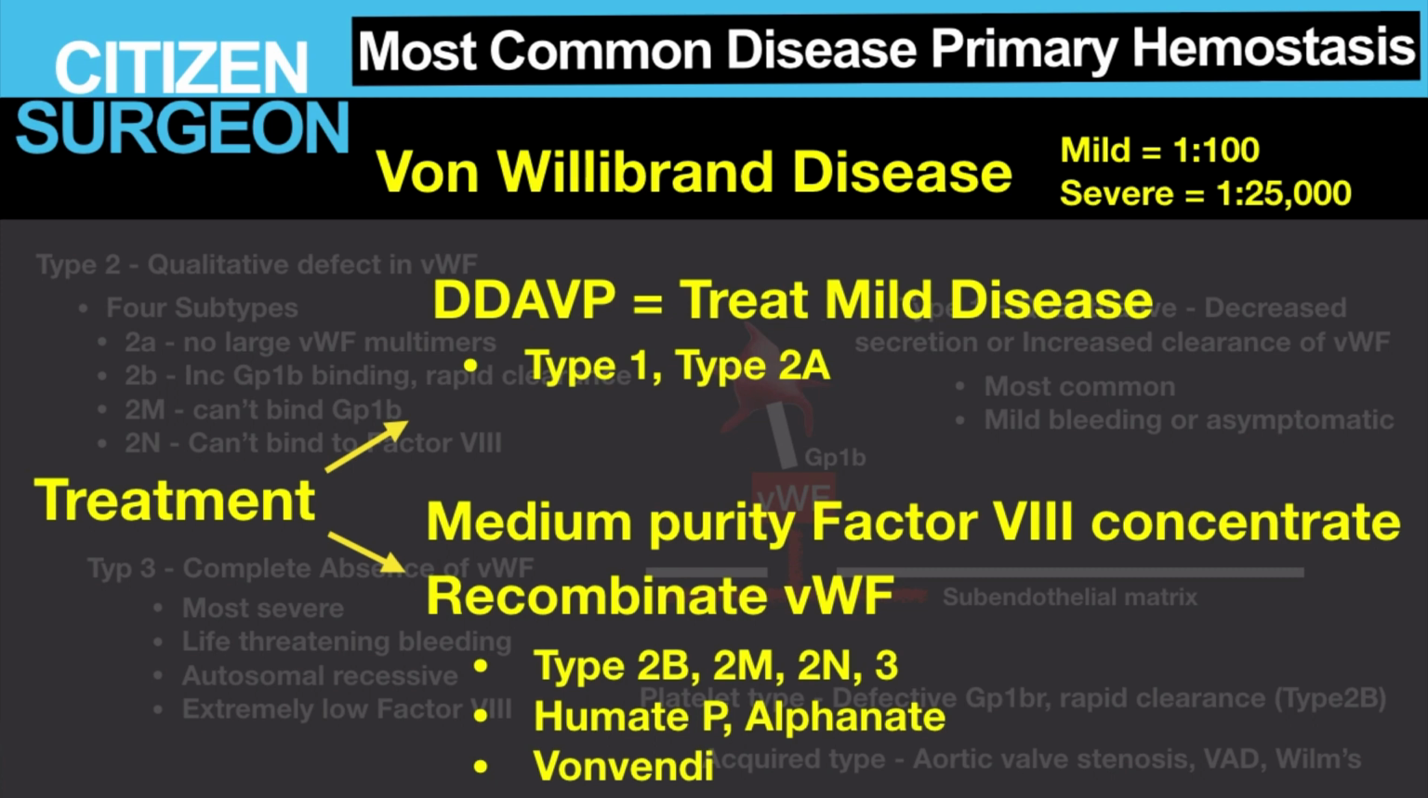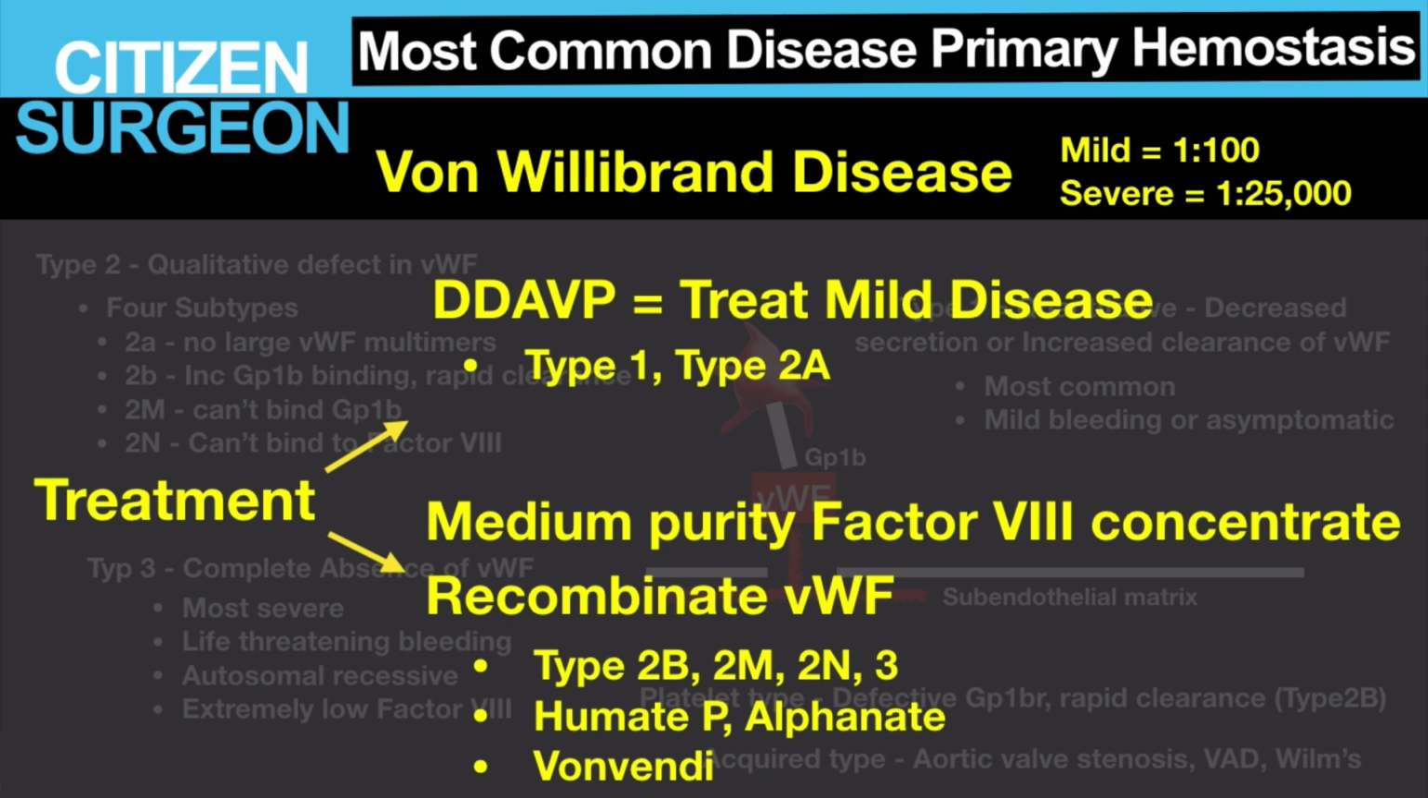If you have a more severe type, like type 3, where you're not making von Willebrand's factor at all, or a qualitative defect in the protein like type 2B, 2M, 2N, then you can use medium purity factor 8 concentrate. The reason it's medium purity is it's not just factor 8, but it's factor 8 and von Willebrand's factor. So good examples of this would be Humate-P or Alphanate. And then you can also use recombinant von Willebrand's factor, and that would be something like Vonvendi.